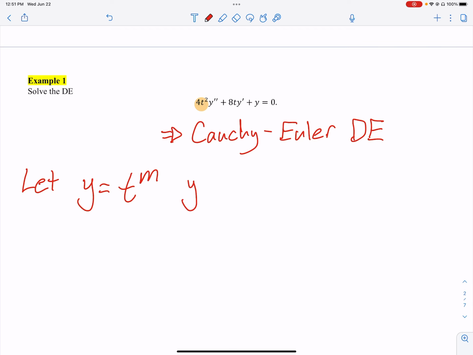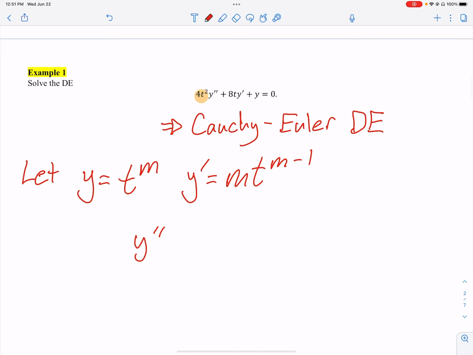And you've got t's and x's. Okay, so y prime, I got m t to the m minus 1. These are going to be the same every single time. I do it every time. I don't memorize it. I just don't care for memorization.